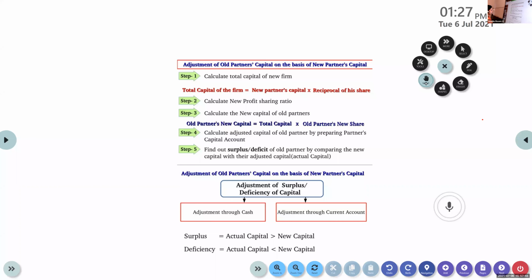Okay, so now when we compare the actual capital with the new capital, when the actual capital is more and new capital is less, that means there is surplus. There is excess capital in the firm now. And when we compare and we come to know that new capital is more than the actual capital, that means there is deficiency of capital. More capital has to be contributed now.